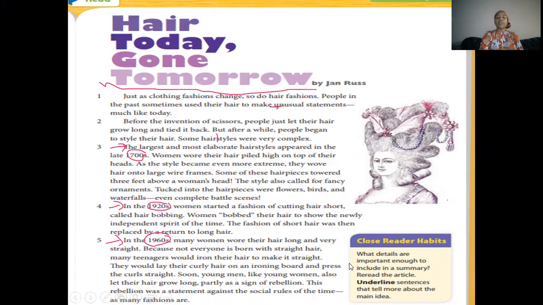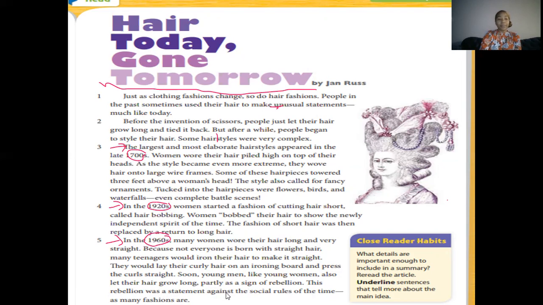Now, let's look at our close reader habit. What details are important enough to include in a summary? Well, as we read, and I've already done this, but remember we always circle dates. And we're learning about the evolution, or the change, of hairstyles over many years. So, what details should I include in my summary? Take a moment and think about it. Pause the video and come back.